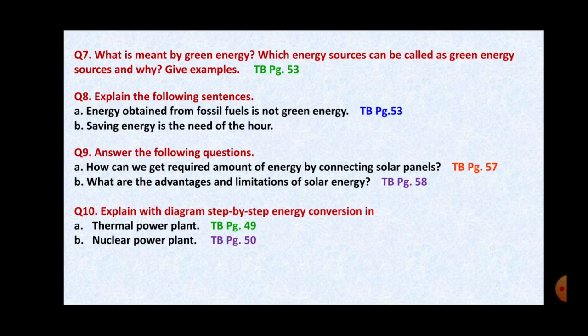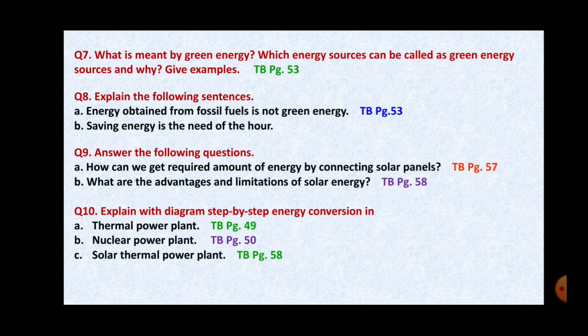Second is nuclear power plant. It is given on page number 50. Nuclear power plant, the energy conversion, figure 5.9. Nuclear energy converts into thermal energy, converts into kinetic energy in steam, converts into kinetic energy in turbine, and ultimately electrical energy is generated. Now here the ray diagram is given, so you have to explain it in your own words. Okay.